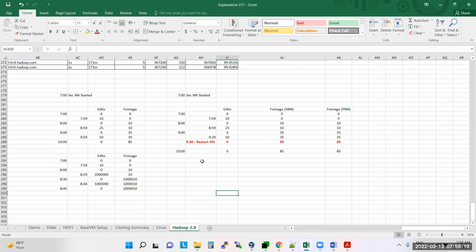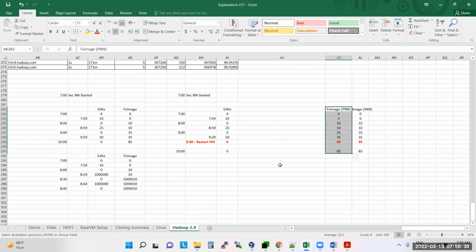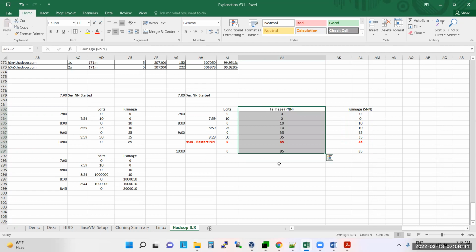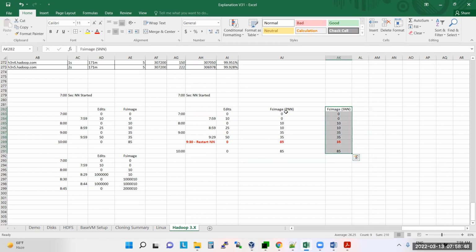Restart name node. Now it is 10 o'clock. We restarted the name node. What will happen here? Sir, if this step is not done during the restart of the main name node, what would have happened? Sorry?